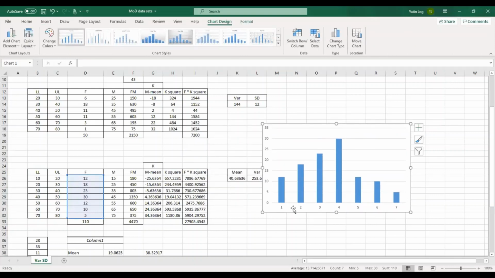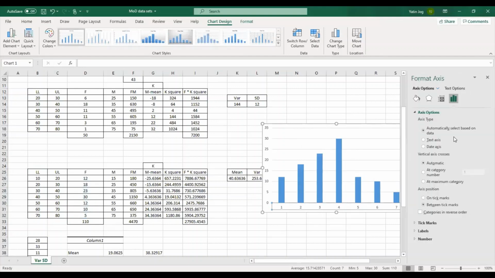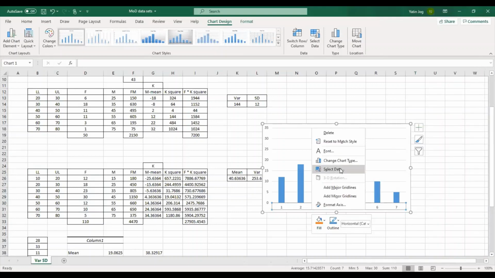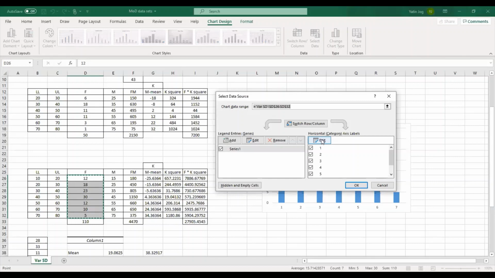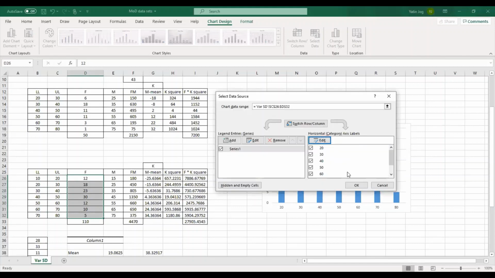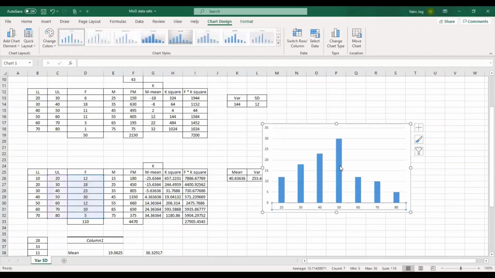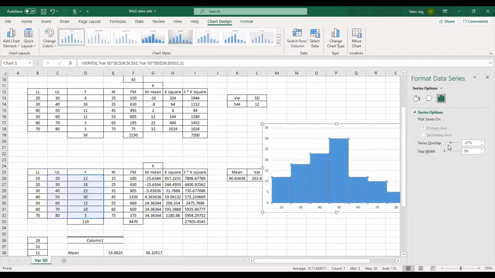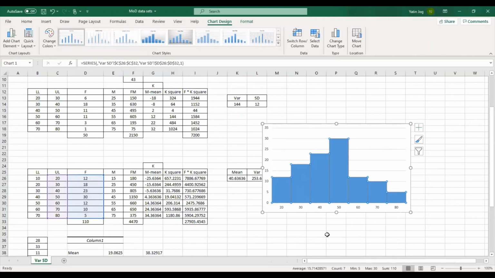Look at the x-axis. X-axis is not what we have as upper limits. So click on x-axis, format axis. Select data, and then in that select data, by default it is 1, 2, 3, 4. Select the upper limits of the class intervals and click on OK. So you'll get all those values on x-axis, and then you can minimize the gap, and that's how you can get your histogram for this data.